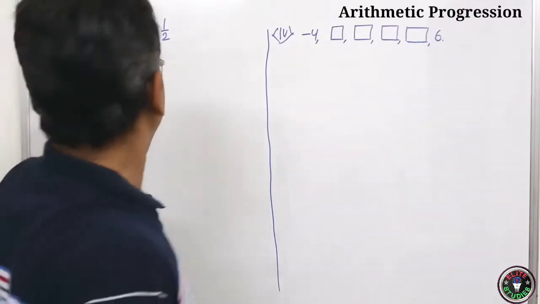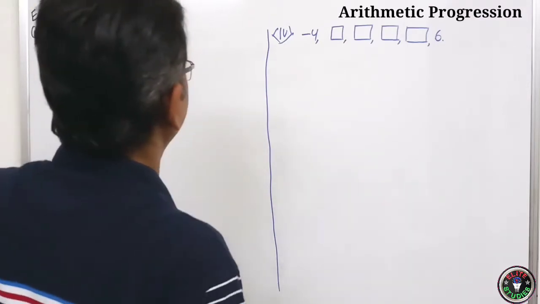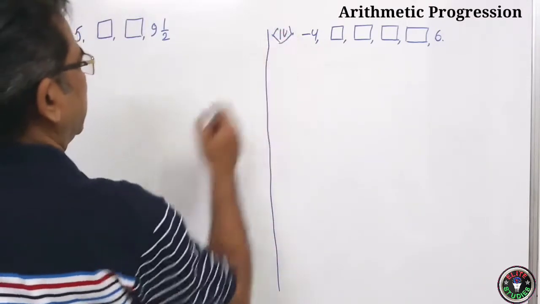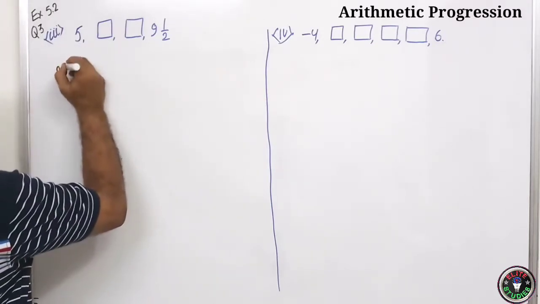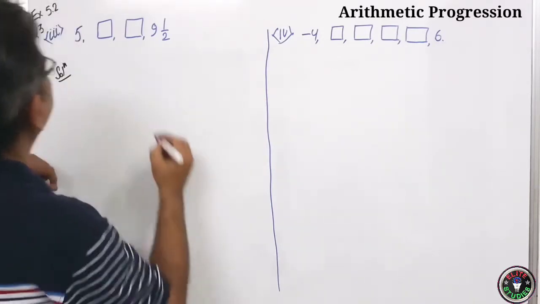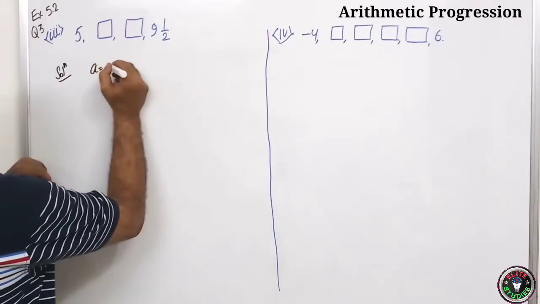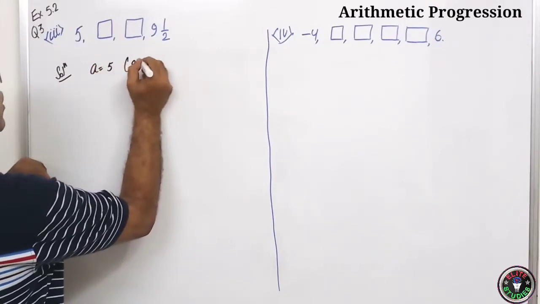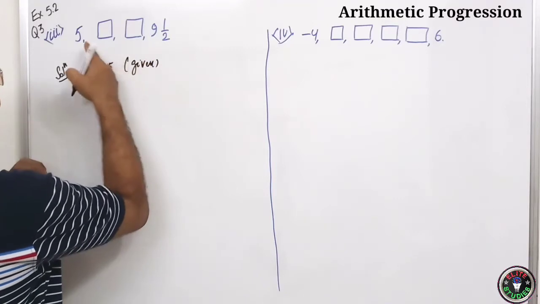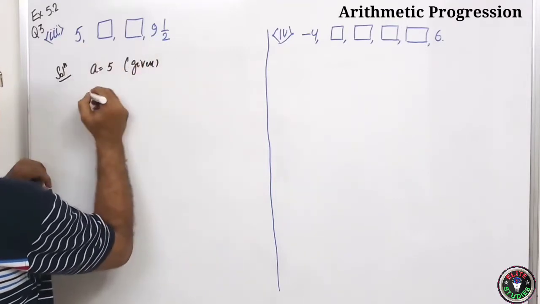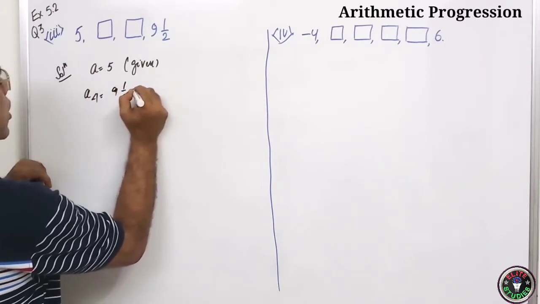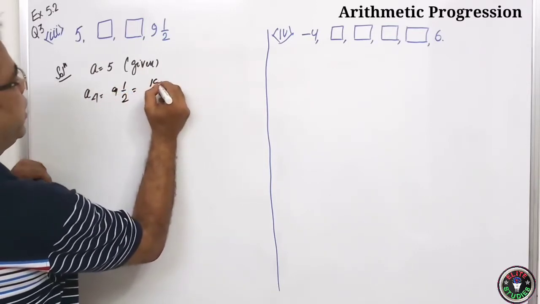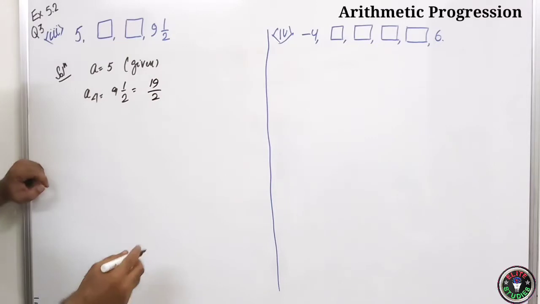Now let us do question number 3.3 and 3.4. Here the solution: A is equal to 5, given. A1, A2, A3, A4. A4 is equal to 19 by 2. A4 is given.